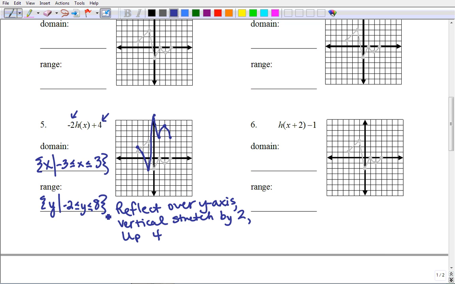Okay, so there's the set builder notation for number 5. Let's go ahead and take a look at number 6 together as well. And here we have plus 2 and minus 1. We always start inside the parentheses.